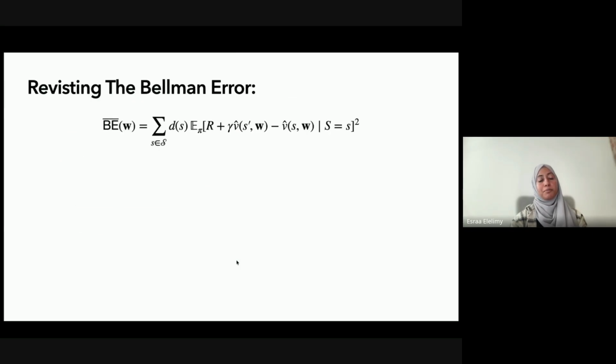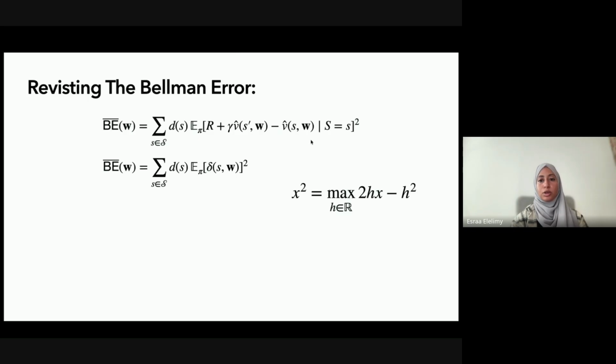So let's go back to this Bellman error. I basically replaced this part with the TD error, just for simplicity. So this is the expectation of the TD error squared. One note from convex optimization is that if we have a squared function, we can replace it with this quantity. If you're not familiar with this quantity, that's okay, I will give some intuition about it in the next slide. Basically, this is a squared function, and this is a squared function, so we're going to use this equation, and we will end up with this.